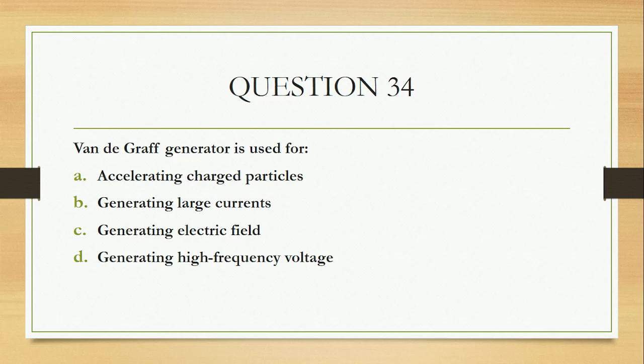Now the next question is, Van de Graaff generator is used for option A, accelerating charged particles, option B, generating large currents, option C, generating electric field, or option D, generating high frequency voltage. And the correct option is option A, that is accelerating charged particles.